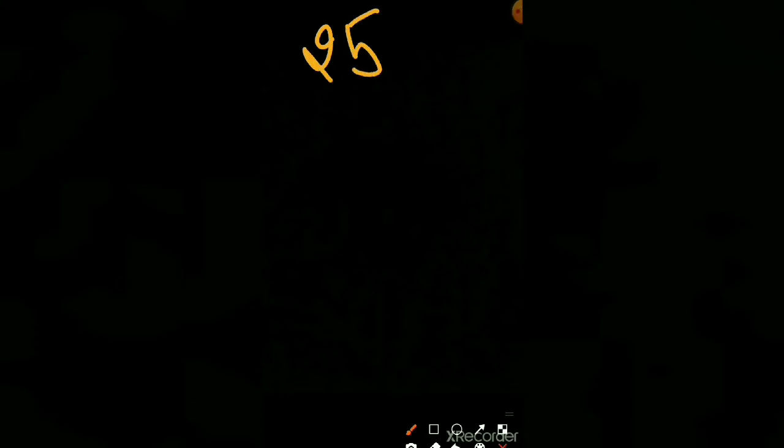The next number is 25. So the criteria of 25 says that the last two digits must be divisible by 25, or they both should be 0. So 1, 3, 6, 7, 5. This is our example. The last two digits are 75, so it is divisible by 25. So 13,675 is also divisible by 25.